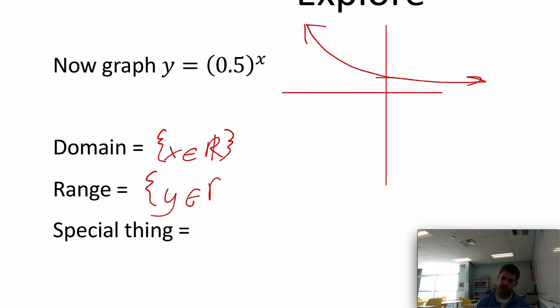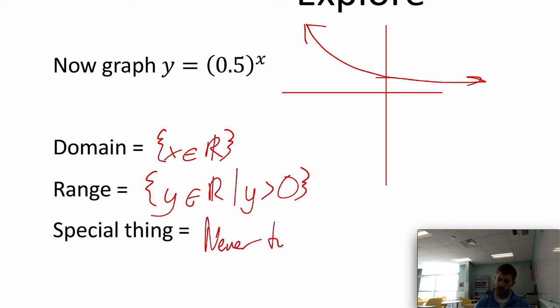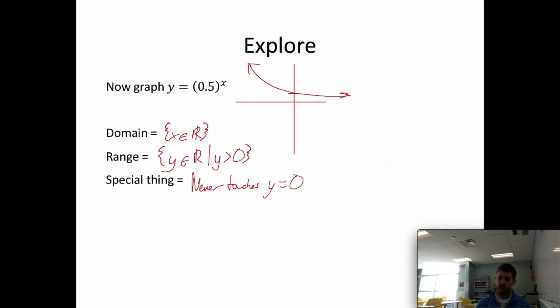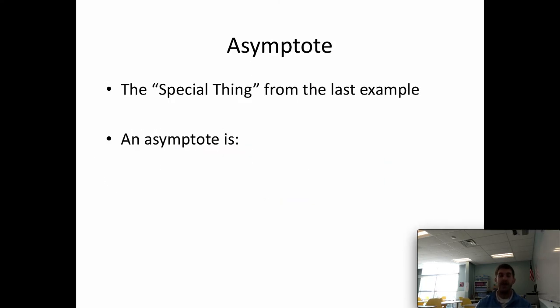So our range is y as an element of the reals as long as our y values are also greater than 0. That part's still the same. So the special thing again is it never touches y equals 0. Now that special thing has a name. We call that name an asymptote. An asymptote is a line the graph approaches.